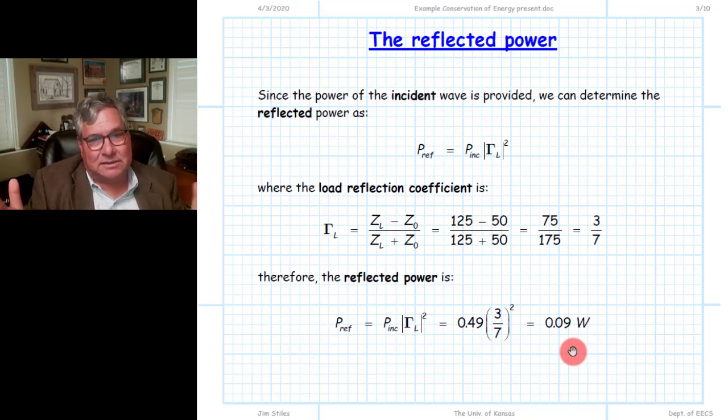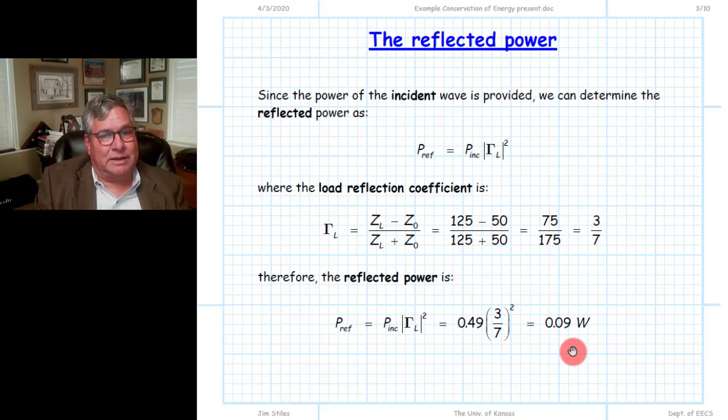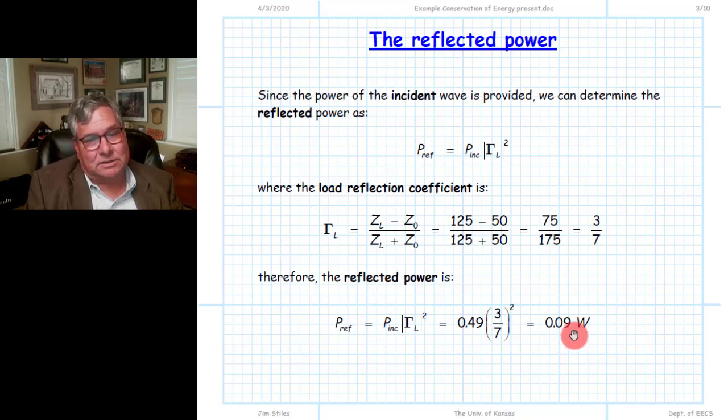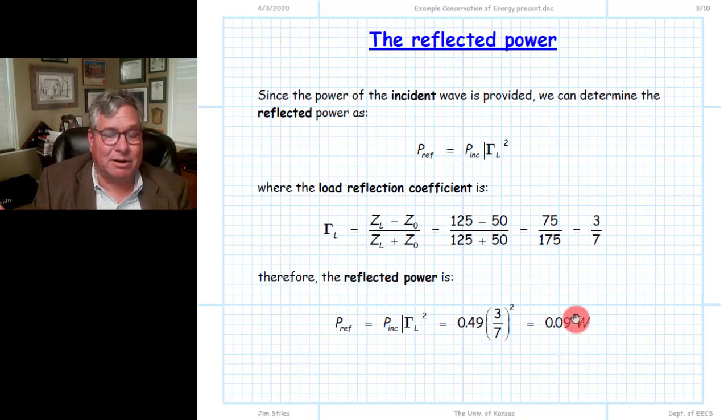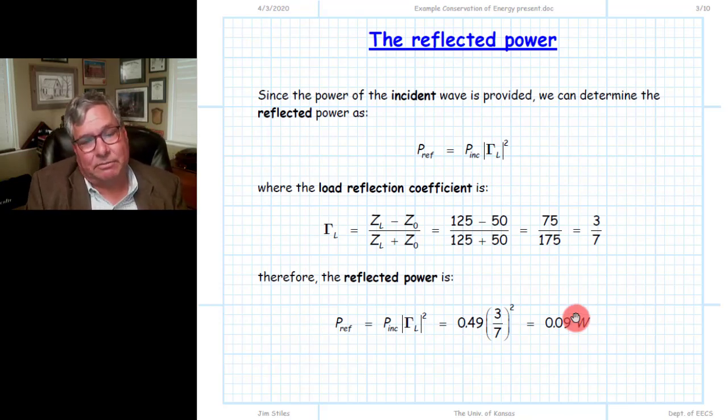So in this case, again, we take the incident power. We have the load at the end of the transmission line. We can get gamma L. And right away, we know what the value of the reflected wave is as well. So now we know incident and reflected power. Again, how do we determine the magnitude of VG from that? I don't know. Let's keep going and see what else we can figure out.